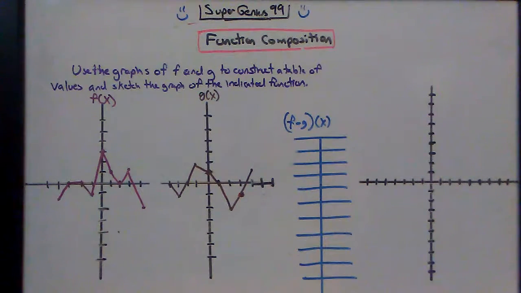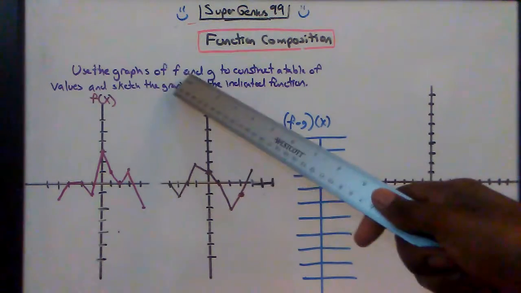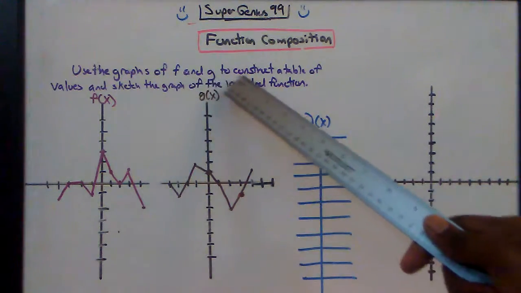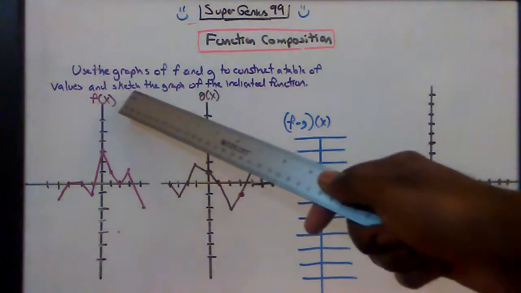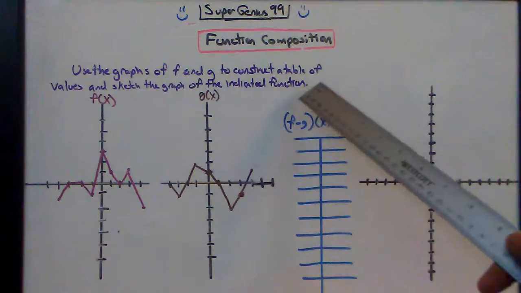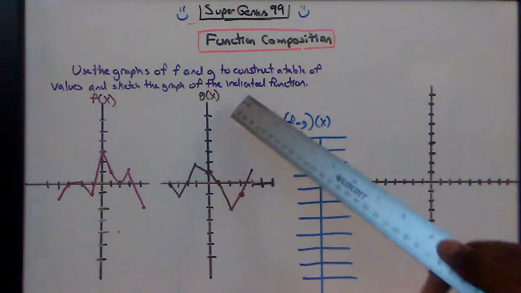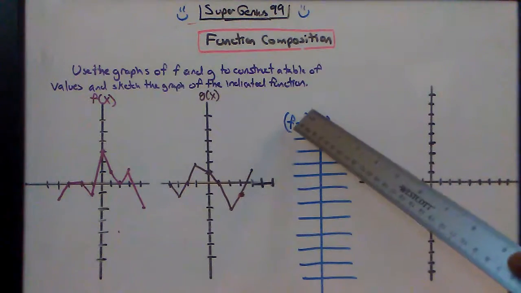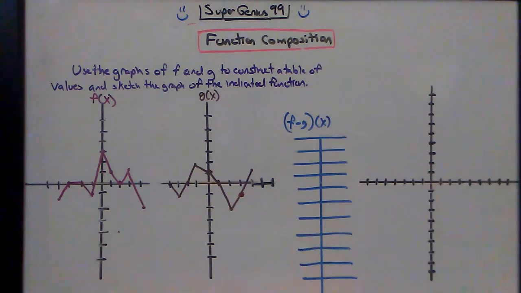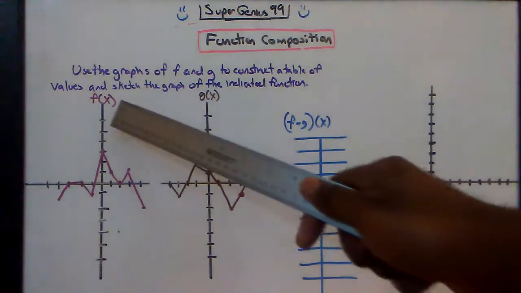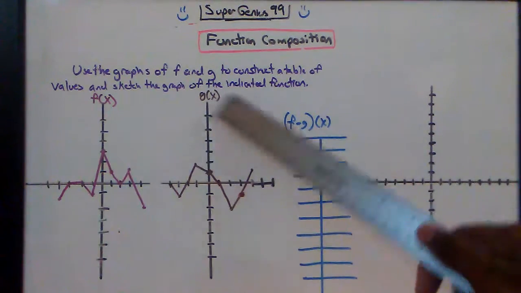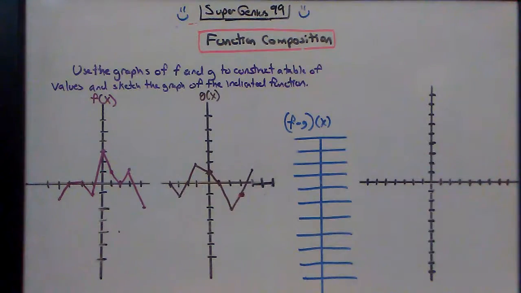Okay, so let's read the instructions. Use the graph of f and g to construct a table of values and sketch the graph of the indicated function. So we're going to use these two graphs. Here's your f graph, here's your g graph. And the composition is going to be subtraction here. So what we're going to do is the f graph minus the g graph for the values indicated.